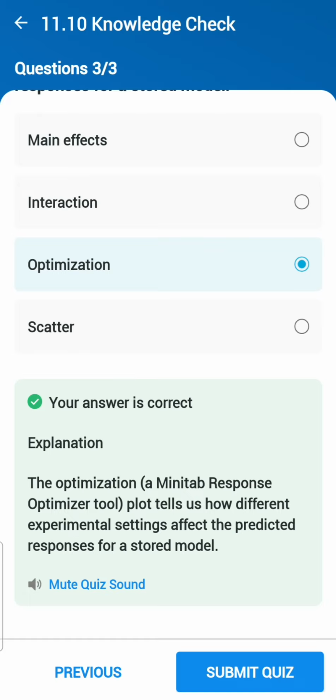Optimization, a Minitab response optimizer tool, plots how different experimental settings affect the predicted response for a stored model. We can also scroll down and up and all that to find it out.